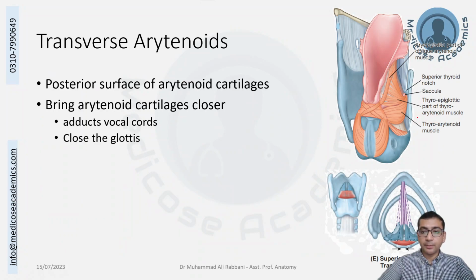The transverse arytenoid muscles. As the name indicates, they run between the two arytenoids transversely. They are attached to the posterior surface of the arytenoids, and when they contract, they bring the two arytenoid cartilages together. They help in the sliding movement.